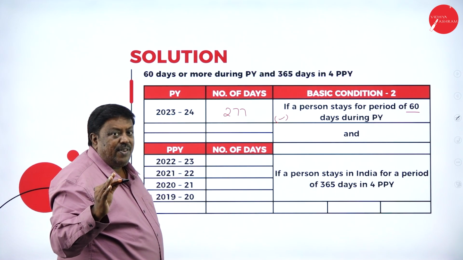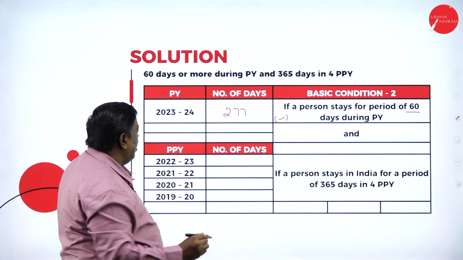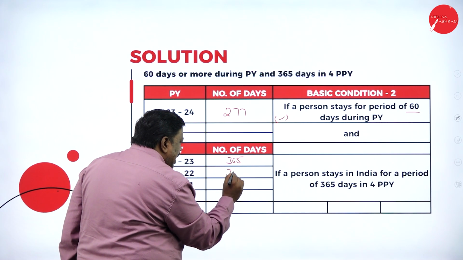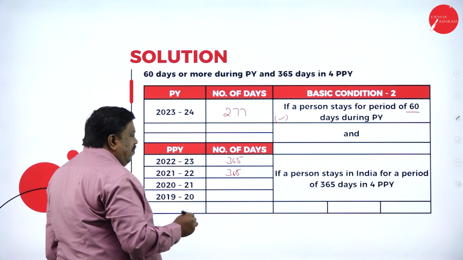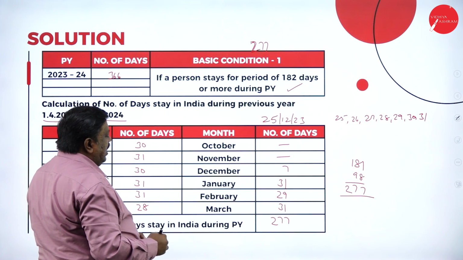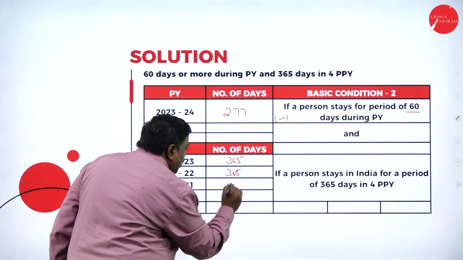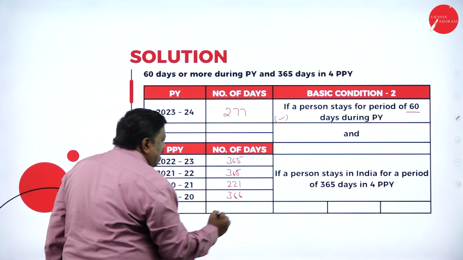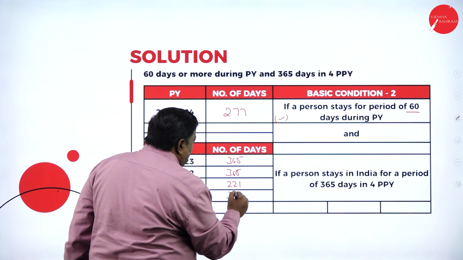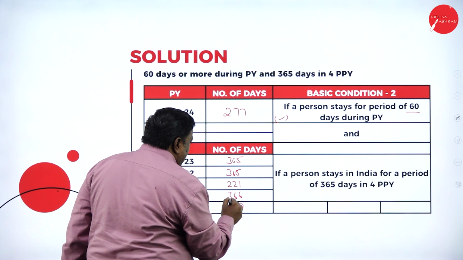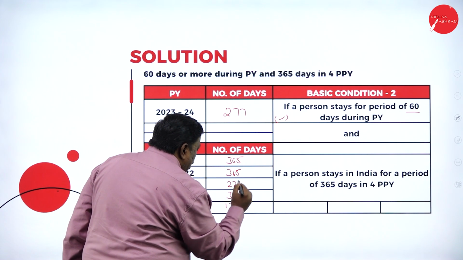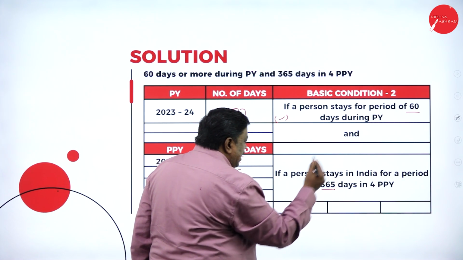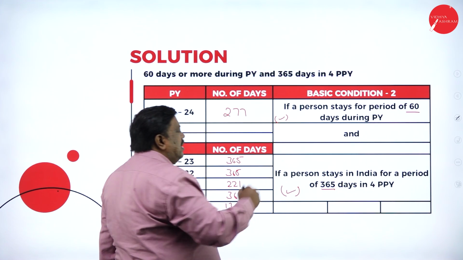I should be for 365 days in 4 preceding previous year. 22-23, I was in India. 21-22, I was in India. 2021, how many days I was? 221 days. So in 2020-21, 221 days I was in India. 19-20, 366. Means 10, 17, 7, 1 carry, 9, 15, 21, 1, 2 carry, 5, 10, 13. How many days I was in India? Totally 1,317 days. I should be here only for 365. So I've satisfied my second basic condition also.